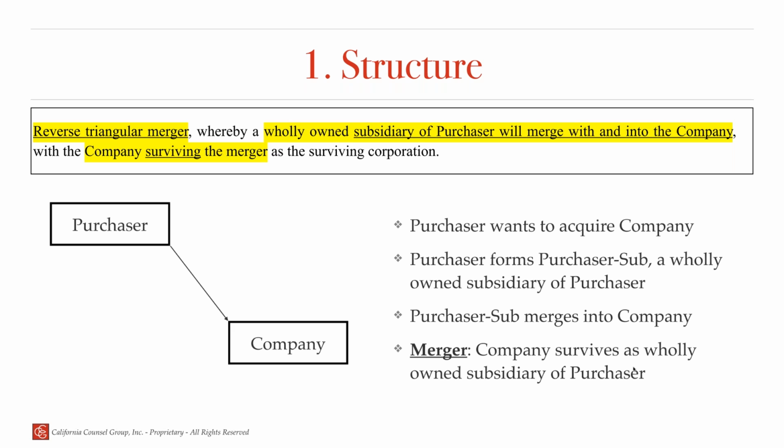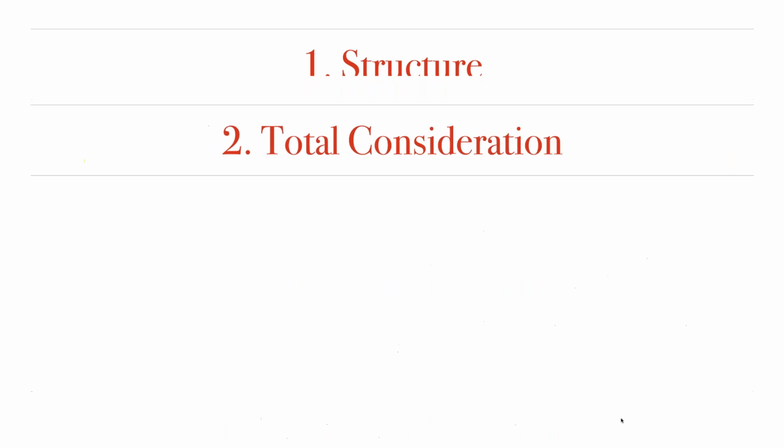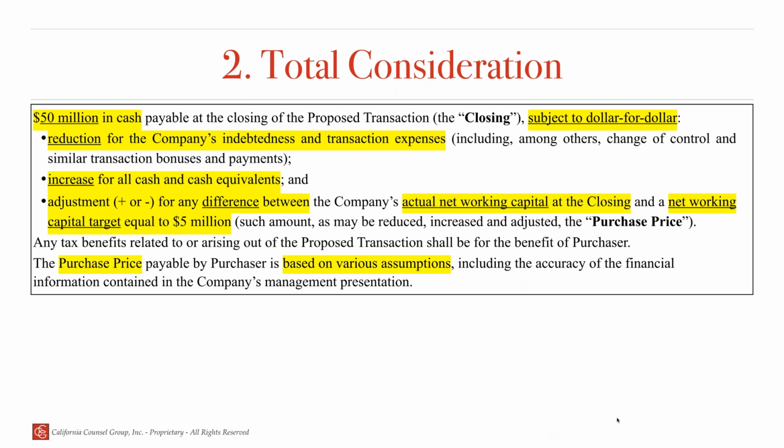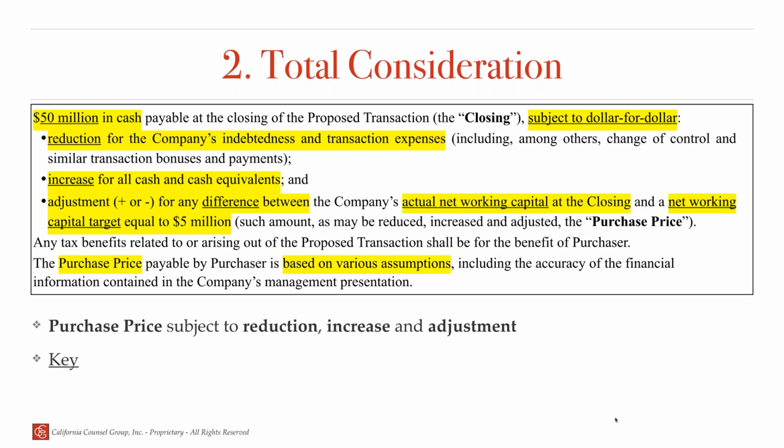So total consideration, this is one of the most important slides in the presentation. This deals with the deal proceeds. And it will start with kind of the top line number. This is the number that most parties will focus on, in this case, 50 million. But this deal, like most deals we work on, is going to be done on a cash-free, debt-free basis with adjustments that we'll work through. So start out with 50 million, subject to dollar for dollar reduction for the company's debt and transaction expenses.